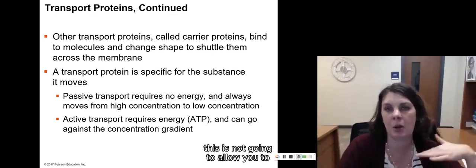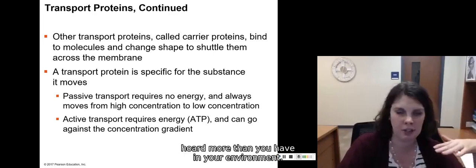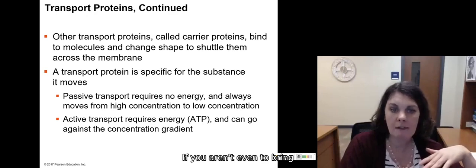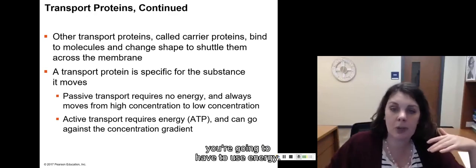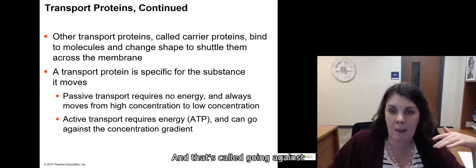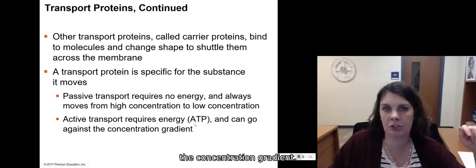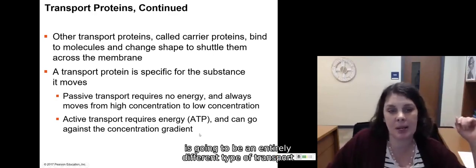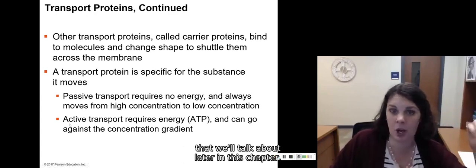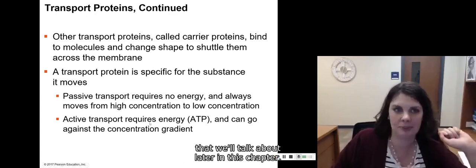So if you already have a lot of it inside of your cell, this is not going to allow you to hoard more than you have in your environment. If you are needing to bring it against that concentration, you're going to have to use energy, and that's called going against the concentration gradient if you're building it up where you already have more. And that is going to be an entirely different type of transport that we'll talk about later in this chapter.